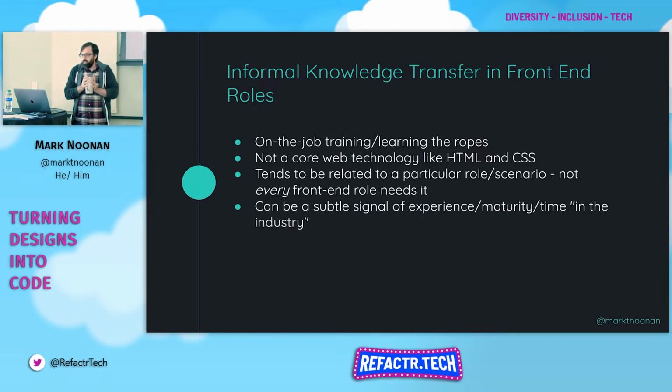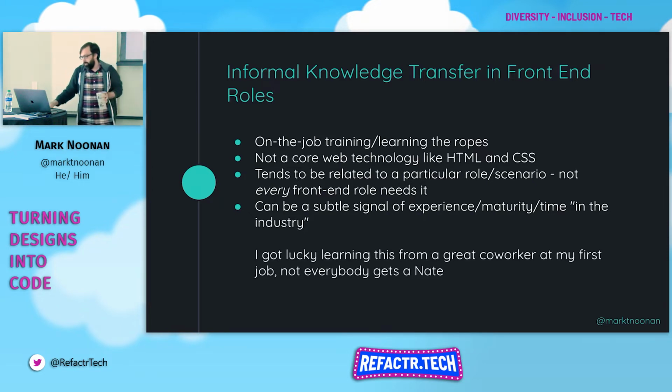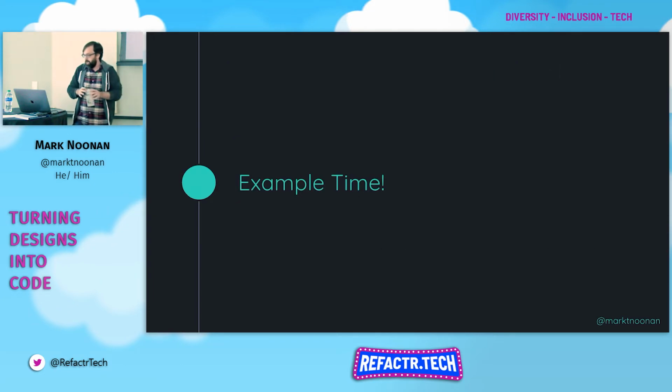This is the kind of stuff that can be a sign in interviews and things of maturity or experience in the industry, when someone asks you a question and you're able to answer about you have a process. You understand an orderly way to break down something and figure out the work you need to do. So Nate was my coworker who helped me with this at my first job. Not everybody has a Nate, and so grateful to him and trying to pass it along. Okay, we'll get into the example.